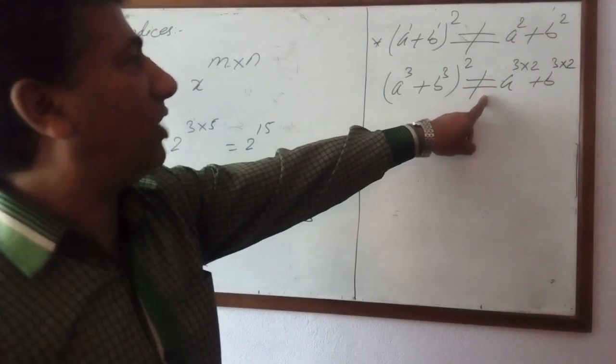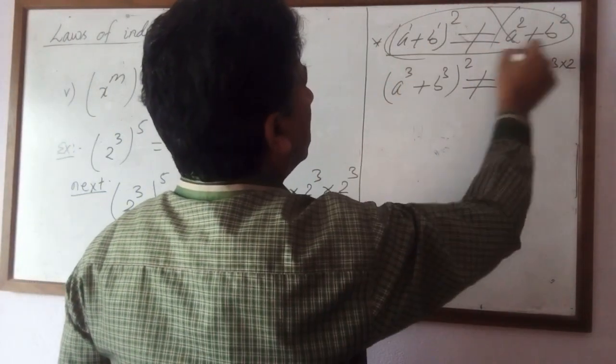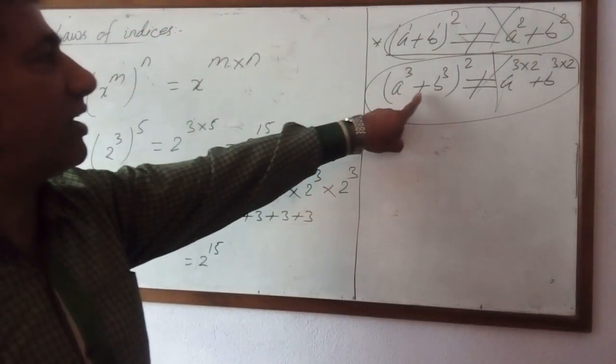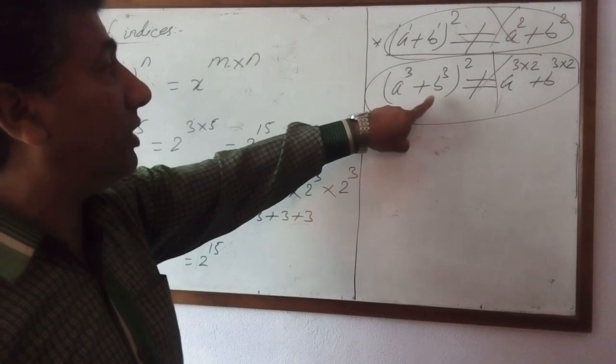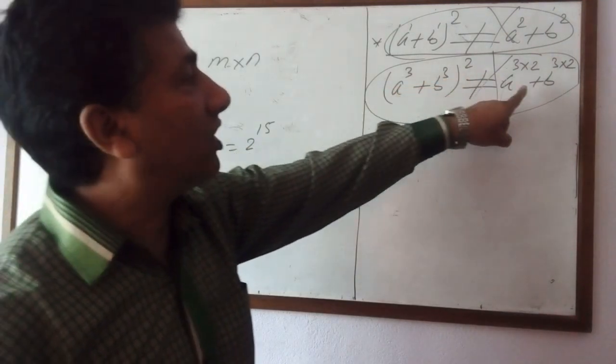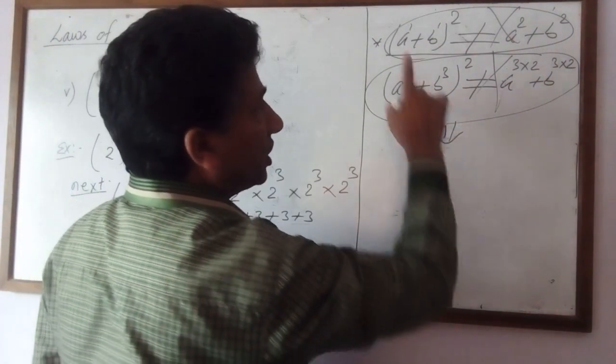This also will be wrong. Cross, this also will be wrong. Don't do like this, because a^q is not a factor, b^q is not a factor, because in between them there is a plus or minus sign. You cannot multiply external and internal power. It will be wrong.